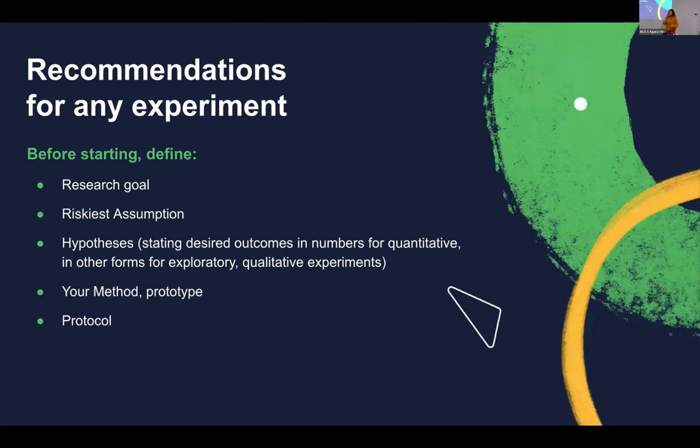After that, define your method and your prototype. And this is very important. First, define the goal and hypotheses, then define the method. Your goal is not to run a usability test. Your goal is not to run a survey. Your goal is to find something out. If a survey is a good way to find it out, then at this point you understand that you want to run a survey. If customer interviews are a good way to do it, then you understand it after you formulated the goal and hypotheses.